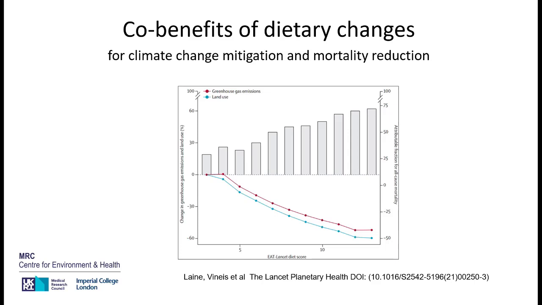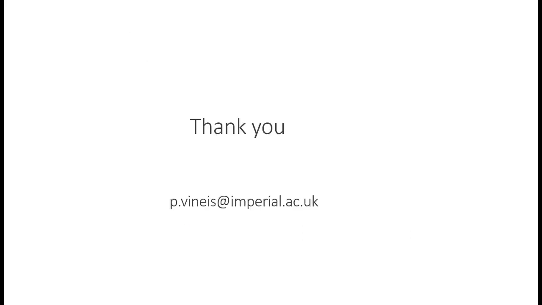So this is the main message, that there is a close link between climate change and health. Climate change and other types of environmental degradation have an impact on health. But in the meantime, if we act on mitigating climate change, we have health benefits, and policies that improve health have also the co-benefit of mitigating climate change. Thank you.